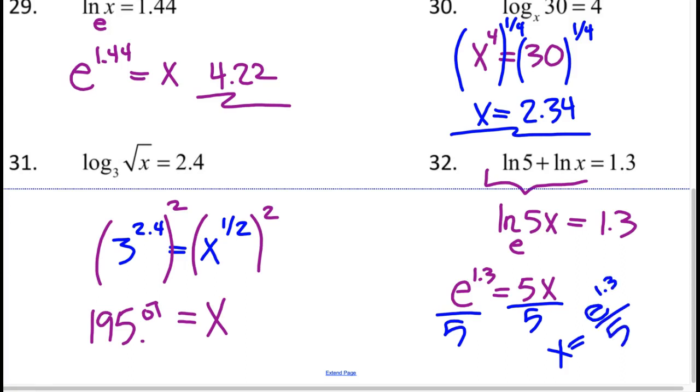Put that in your calculator. You go e to the 1.3. Take that stuff, divide it by 5. You end up with 0.73. Phew, we did it.